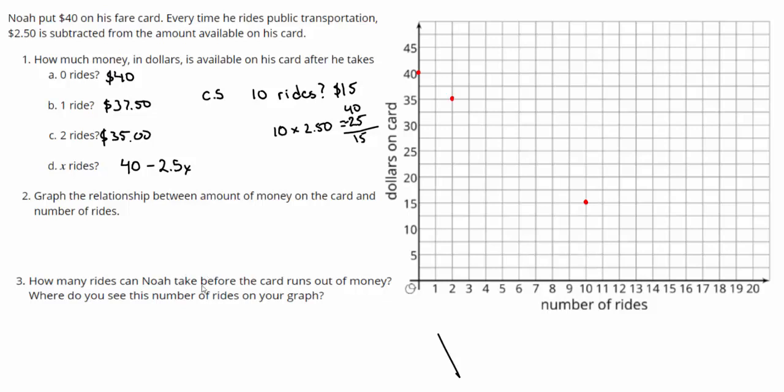And then how many rides can Noah take before the card runs out of money? If I follow this down here, well, let me draw a line there. I'm going to draw a line through those points, just like that. And I can see it ends up at $16.